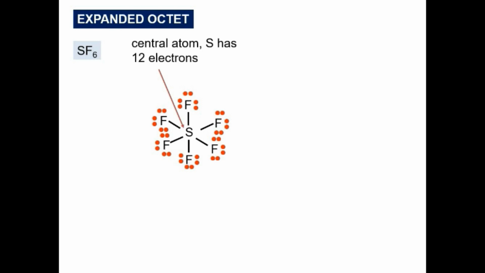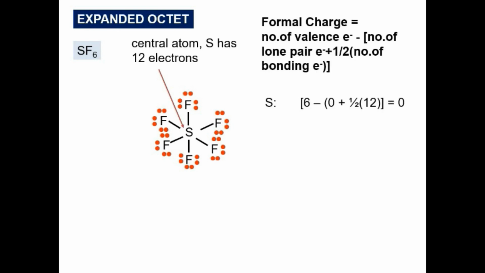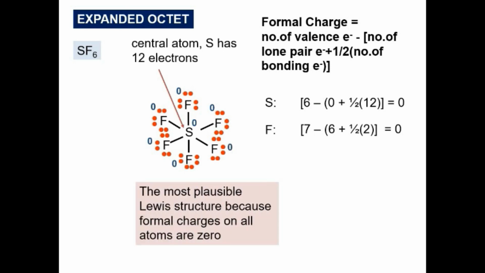To get the answer, let's calculate its formal charge. Formal charge of sulfur is equal to 0. Also for fluorine atoms. Therefore, this is the most plausible Lewis structure because formal charges on all atoms are 0.